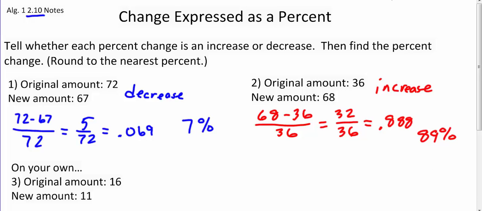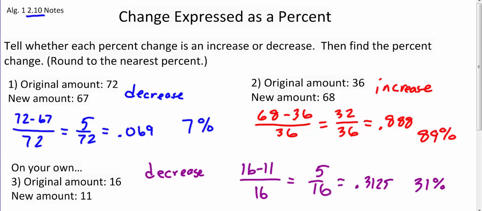All right, so pause the video, do number 3 on your own, and then compare your answer to mine. You can see my work now. This was obviously a decrease since the original amount was 16. The new amount was 11, and 5/16 amounts to basically 31%.